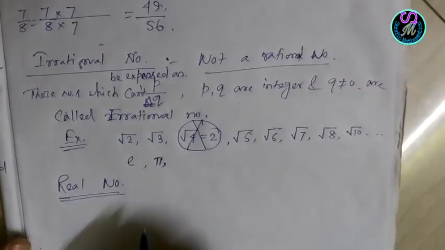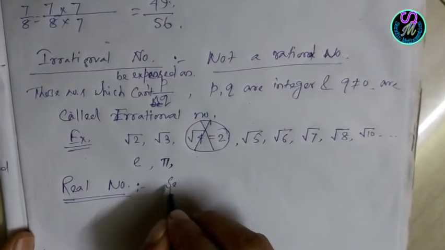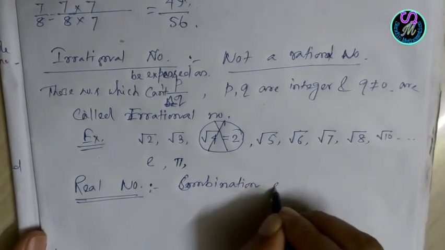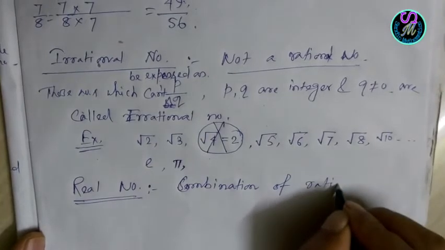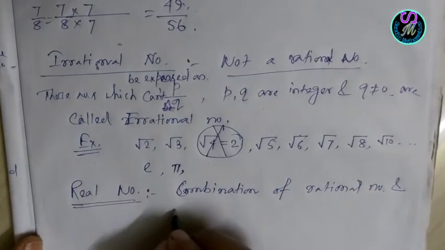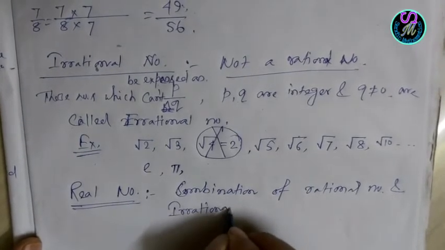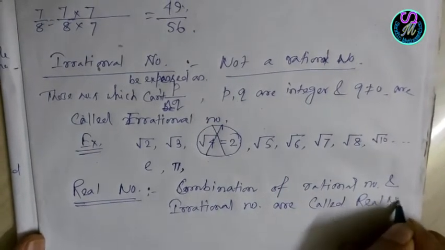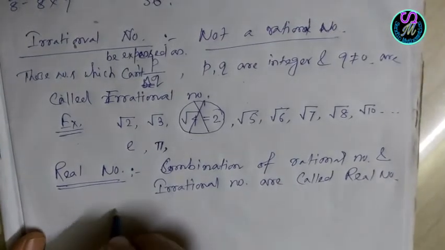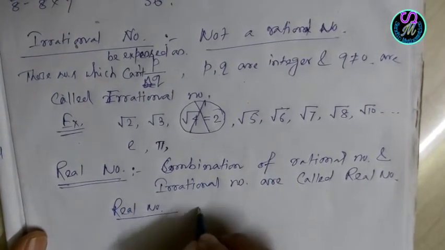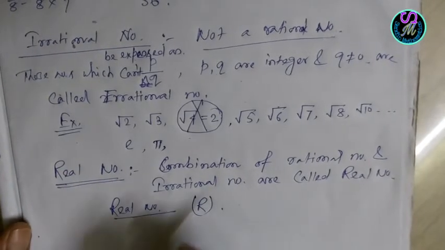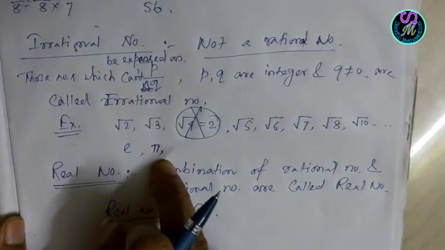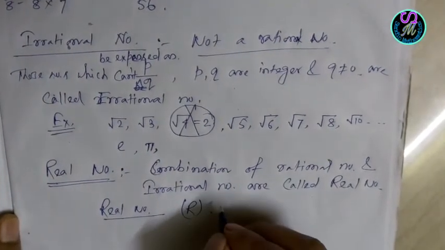And last, the real number. Real numbers are the combination of rational numbers and irrational numbers. Real numbers are represented by capital R. So in capital R, rational numbers, irrational numbers, natural numbers, whole numbers and integers all lie.